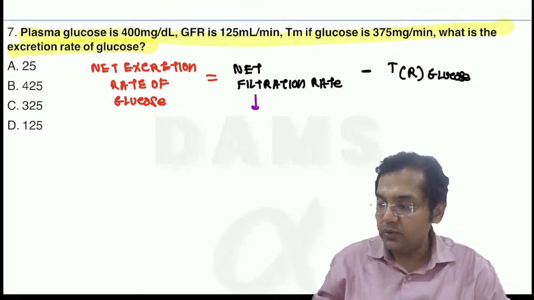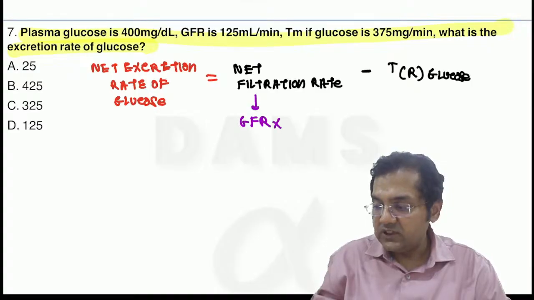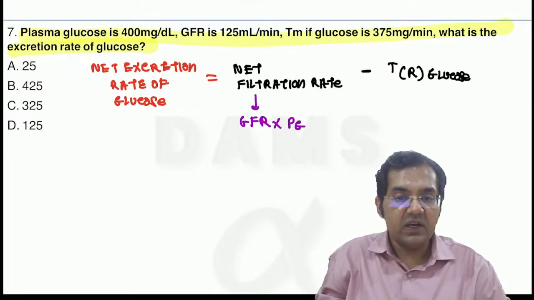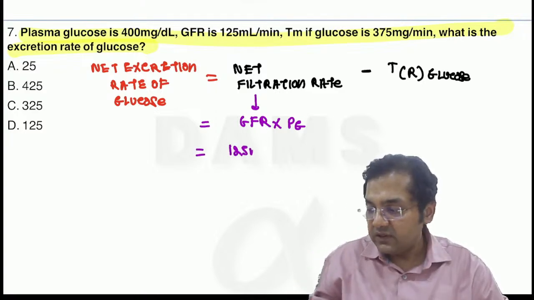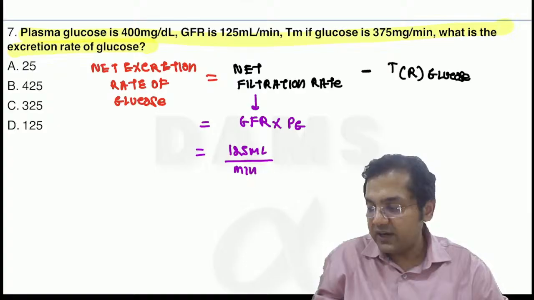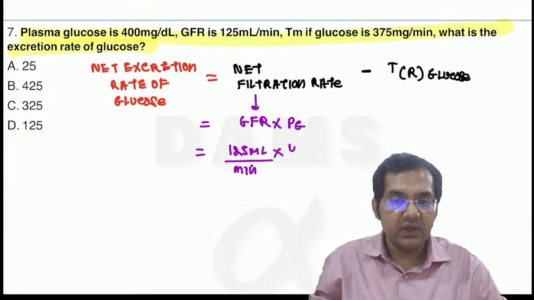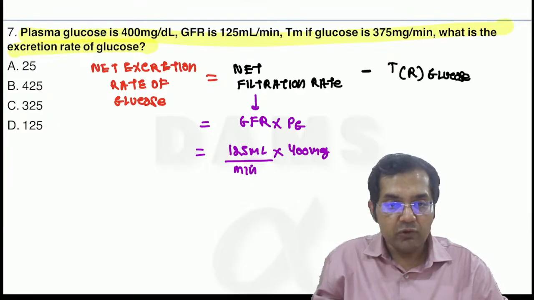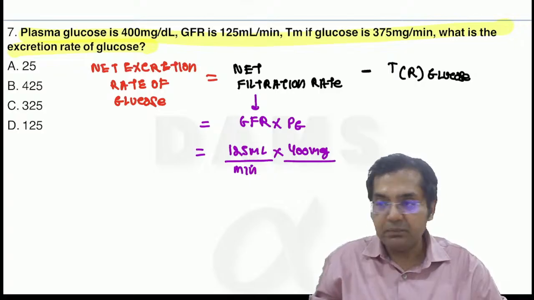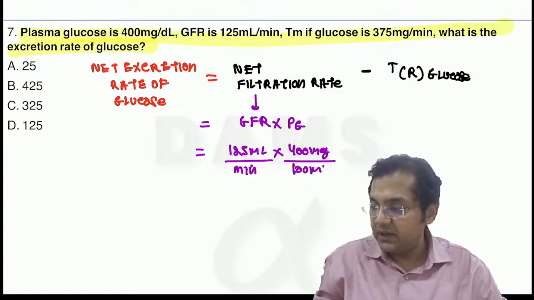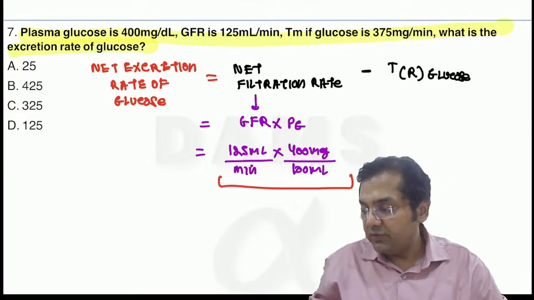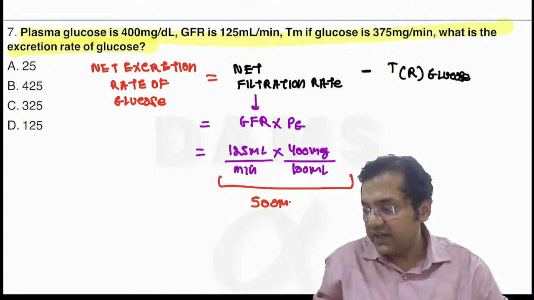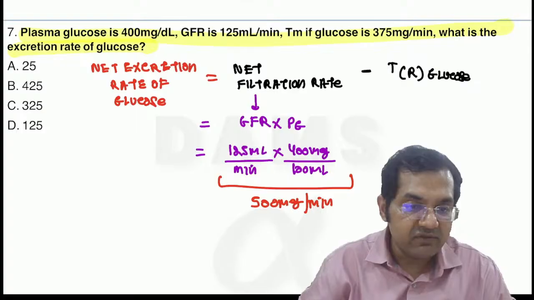I need your GFR and the plasma concentration of glucose. Are they given to me? The answer is yes. This is 125 ml per minute into 400 milligram per deciliter, which can be written as 100 ml. You solve this for me. You will easily tell me the answer is 500 milligram per minute. This is the net filtration rate of glucose.